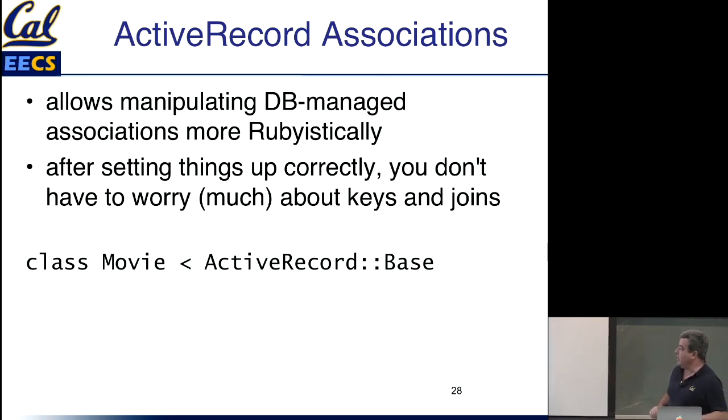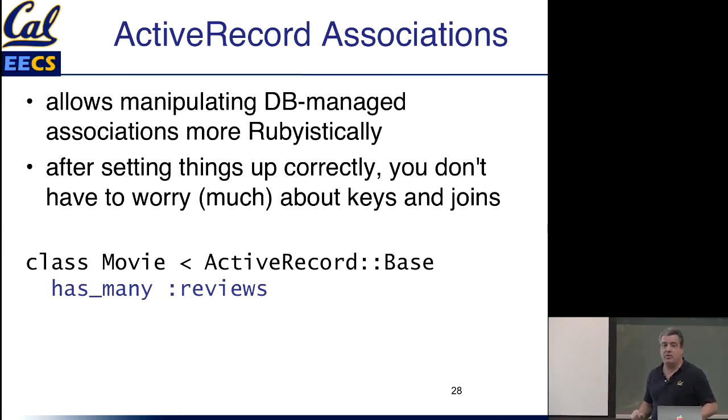Within your class that derives from ActiveRecord::Base, so we're going to go for the example that we did before, where we could say that a movie has many reviews. Here's what you say: Movie has many reviews. Isn't that the most beautiful syntax ever? That's it. You're done.